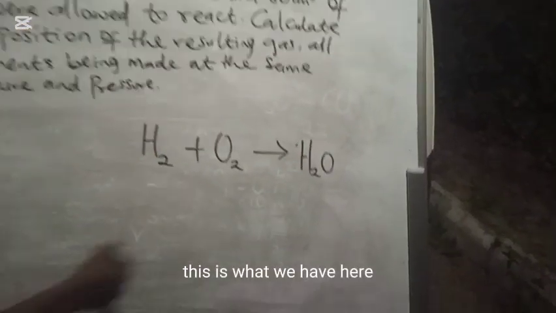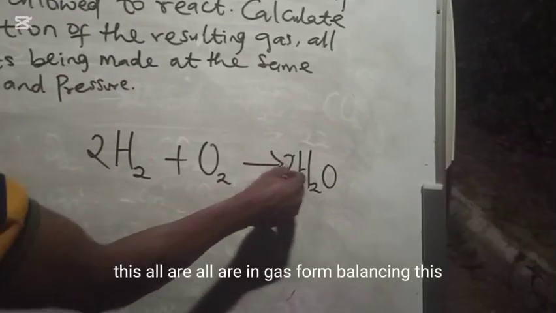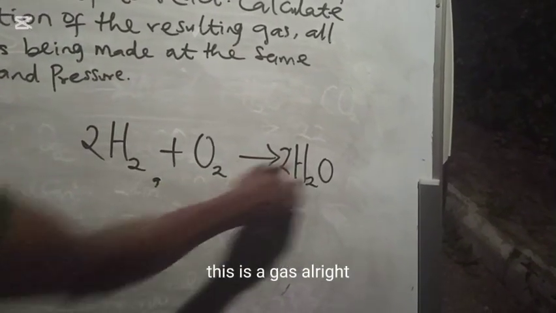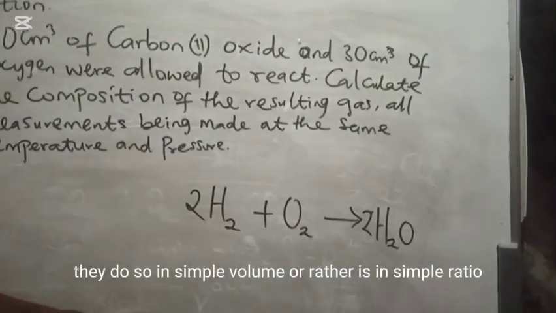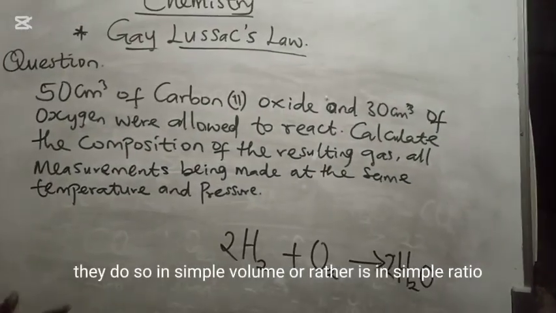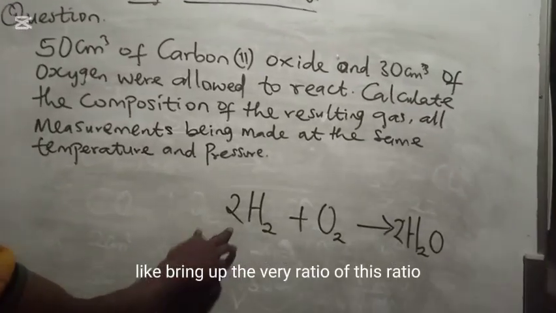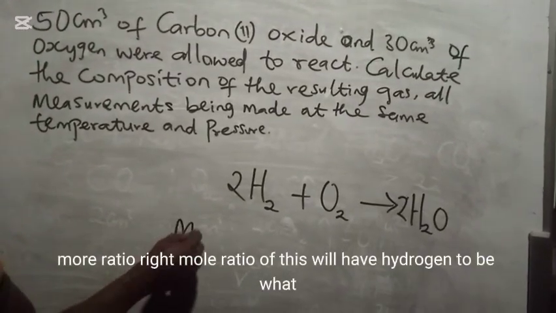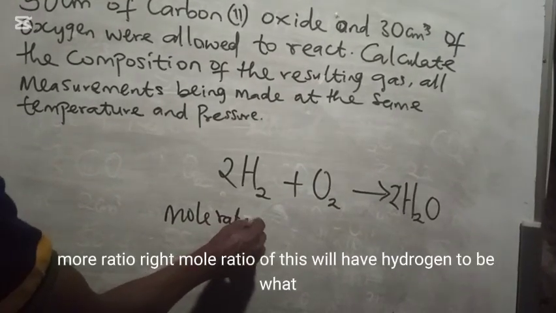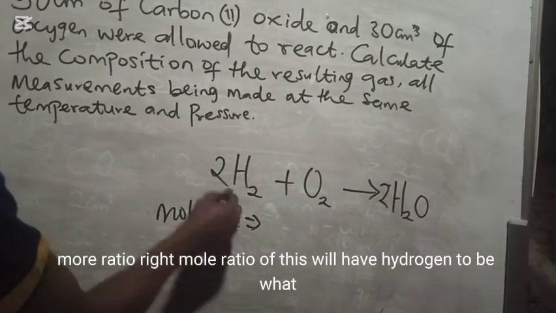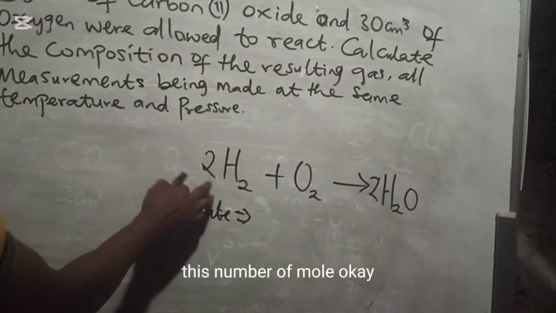That's what we have here. These are all in gas form. Balancing this, this is a gas, this is a gas, this is a gas. All right. When these gases react, they do so in simple volume, or rather in simple ratio. Like the mole ratio, right? The mole ratio of this will have hydrogen to be what? How many here? The number of moles.